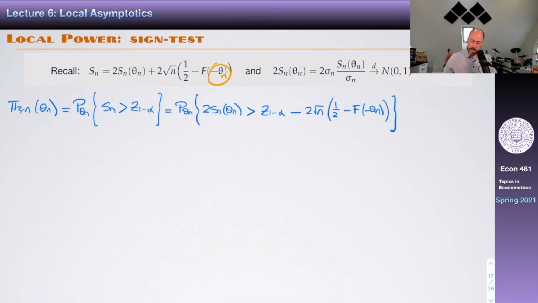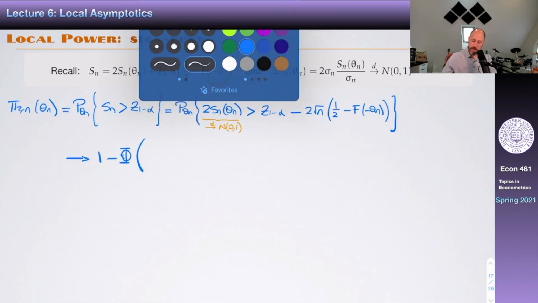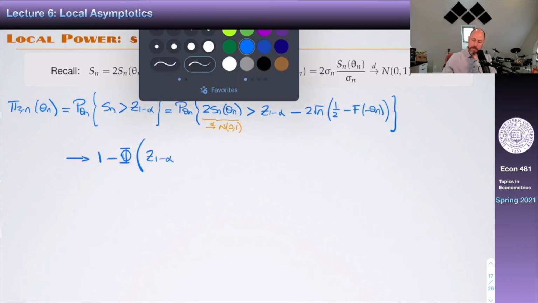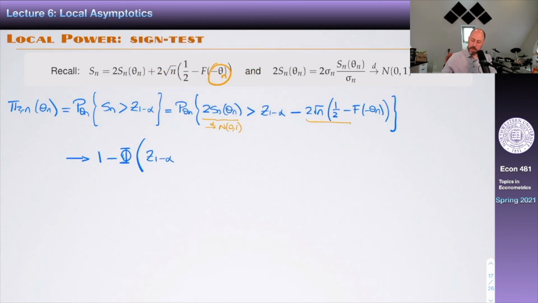So now this converges to 1 minus the CDF of a normal at z1 minus alpha, because we know that this guy over here converges in distribution to a normal 0, 1. And now the question is, where is this going?